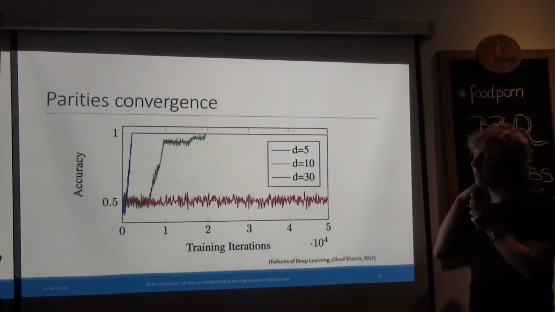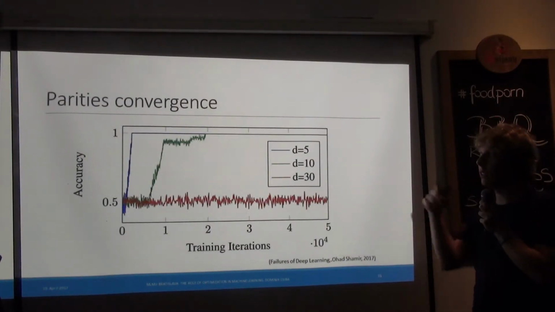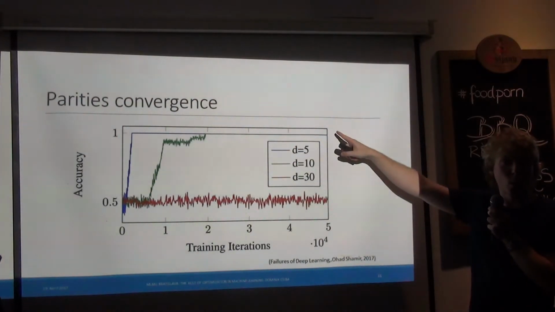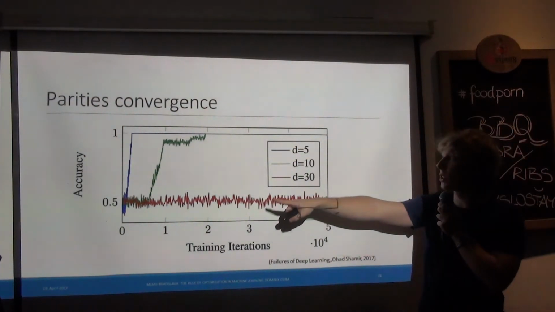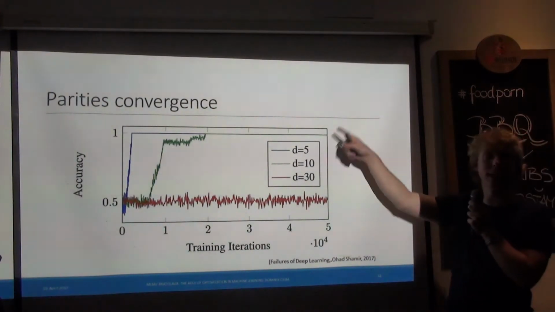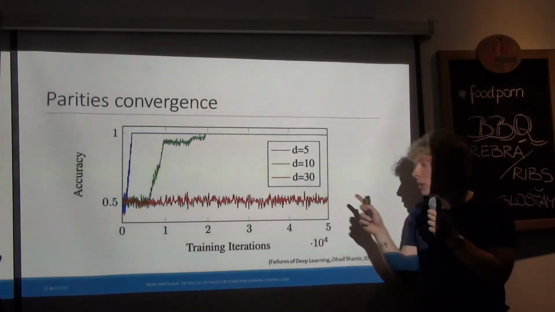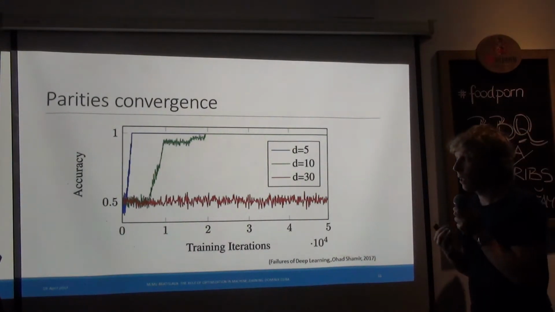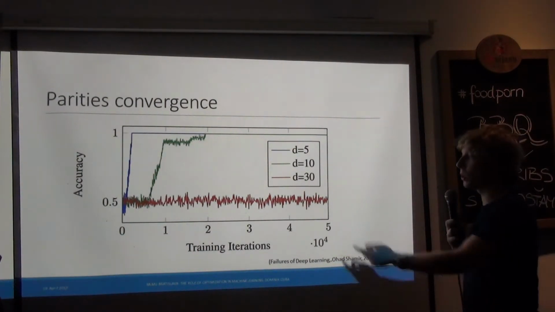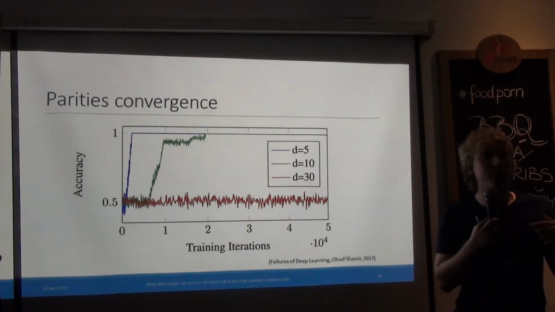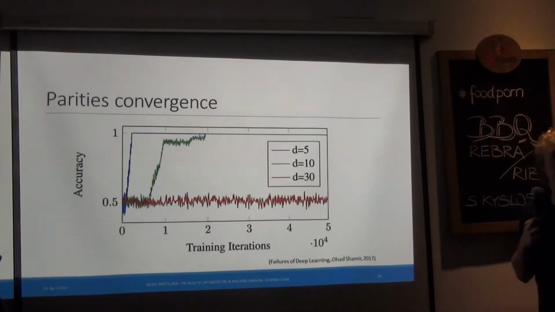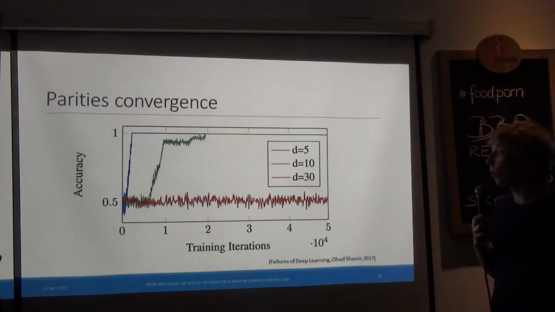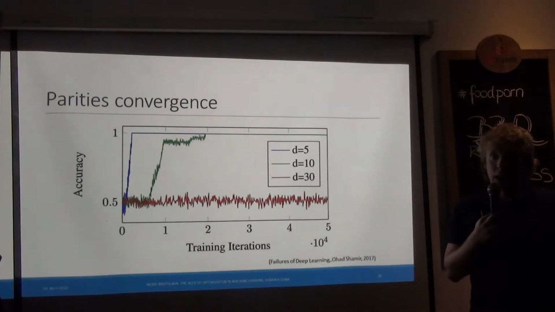So what's happening is that for d equals 5, its accuracy goes to 1 quite quickly. It just learns the thing. For 10, it does nothing and then it learns it. For 30, however, there is some issue. And the question is, should we just train for a longer period? Should we just have a deeper network, as that usually solves the issues? Or what is actually happening?